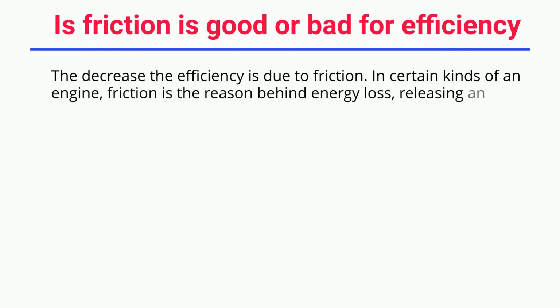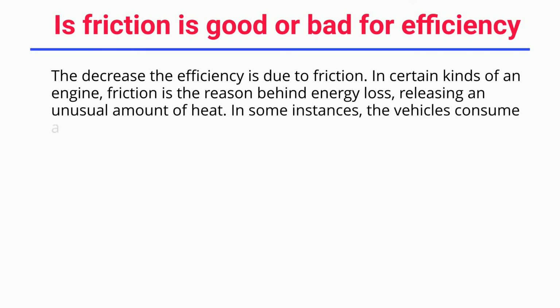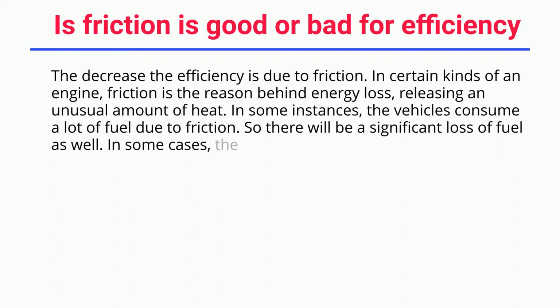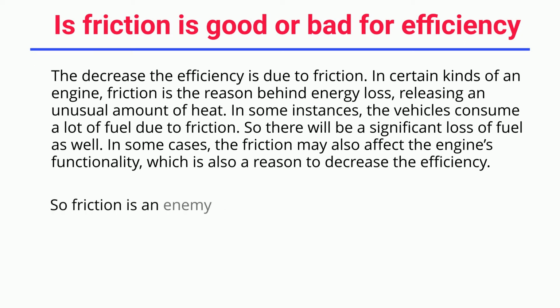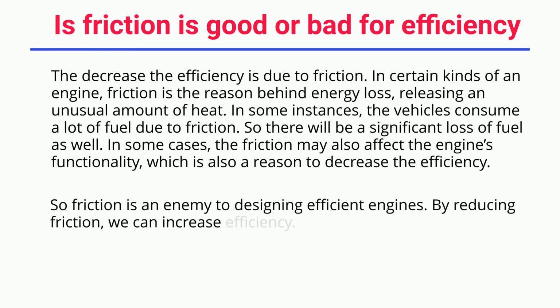In certain kinds of engines, friction is the reason behind energy loss, releasing an unusual amount of heat. In some instances, vehicles consume a lot of fuel due to friction, so there is a significant loss of fuel as well. In some cases, friction may also affect the engine's functionality, which is also a reason for decreased efficiency. So friction is an enemy to designing efficient engines. By reducing friction, we can increase efficiency.